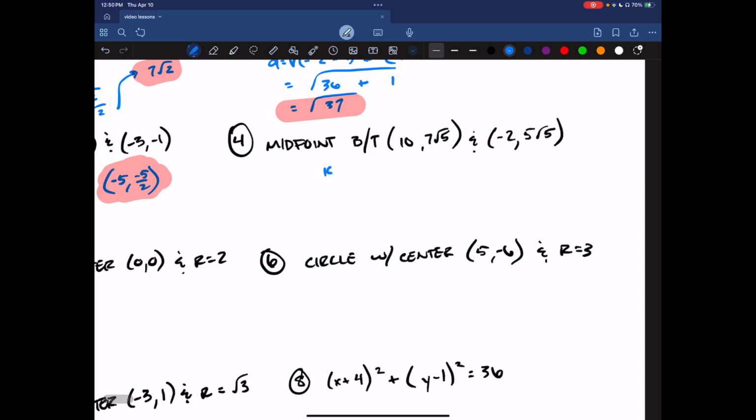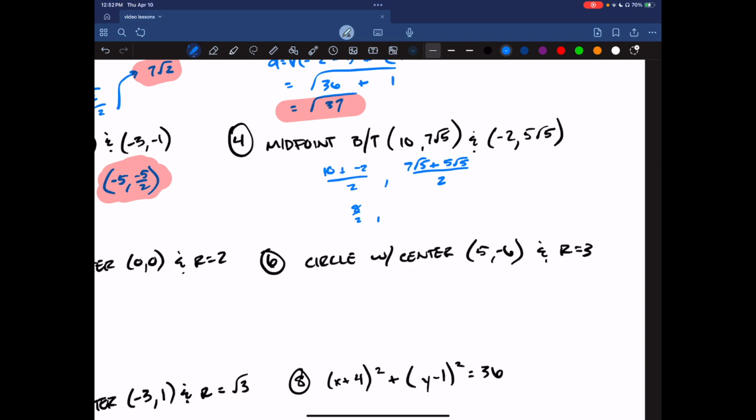Here you have 10 plus negative 2 over 2. And then here you have 7 square root of 5 plus 5 square root of 5. And whether you're adding or subtracting, as long as the radicals are the same, in this case, I have radical 5 and radical 5, I can do this, no problem. This one's going to be 8 over 2.